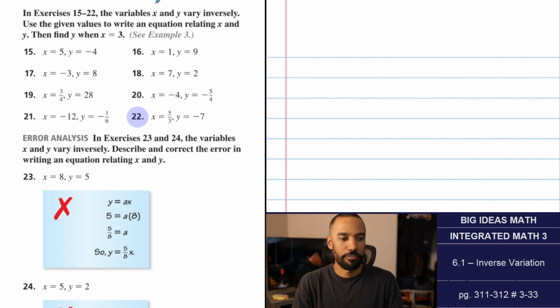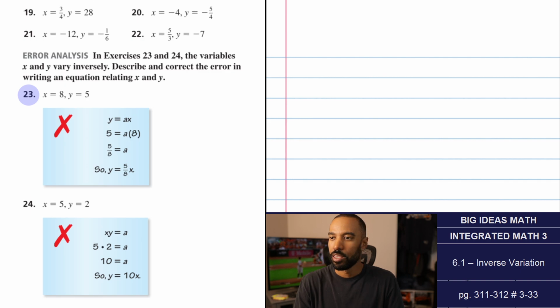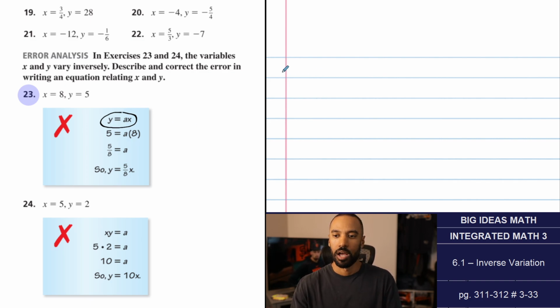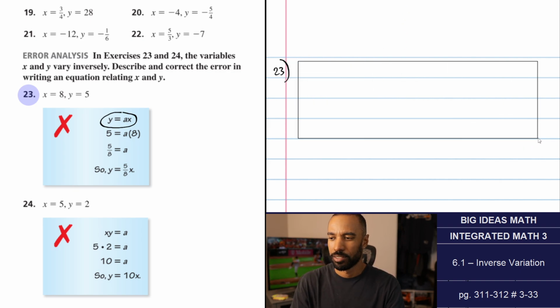Numbers 23 and 24, they vary inversely, but we have to describe and correct whatever errors are going on in relating x and y. The first one, already straight off the bat, we're seeing a direct variation setup of this equation. That's a problem. So on number 23, they set up their equation using direct variation. That is so grade 7.